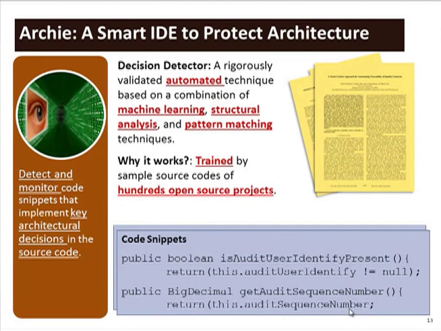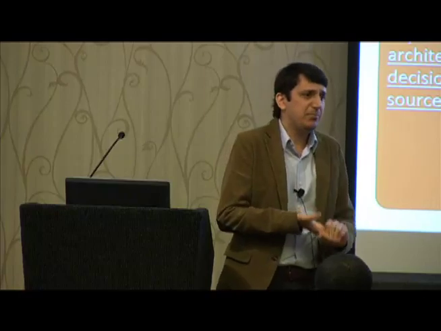How did we train Archie? We collected a few hundred samples of code of architectural decisions in the open source community. Then Archie looked at that code, and if you give it any project, it can figure out whether that project has any architectural decisions in it or not. It works based on terminology.